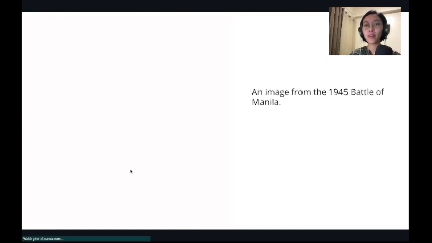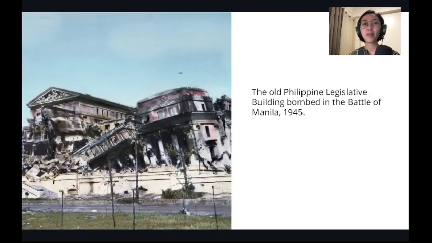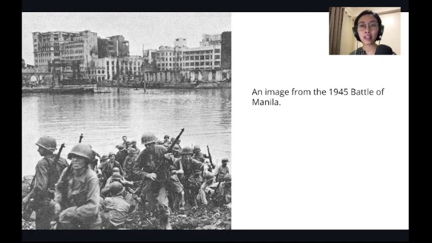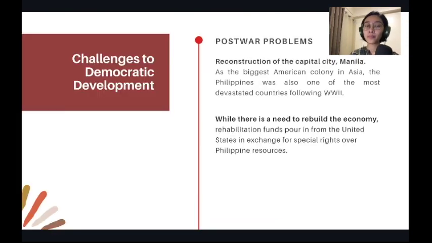We have to remember that the Philippines in this era was devastated by warfare coming out of World War II. Here's an image of the old Philippine Legislative Building bombed in the Battle of Manila. And it would have been such a gorgeous building, guys. Look at the scaffolding on this thing. I have another picture here. I think here's an image from the 1945 Battle of Manila, or the battle to liberate Manila from the Japanese.